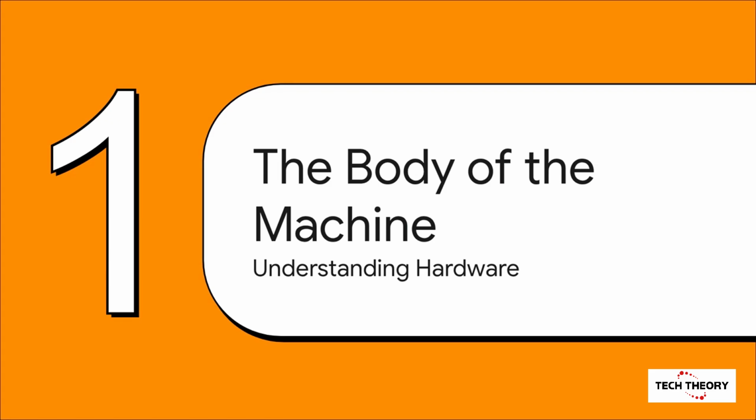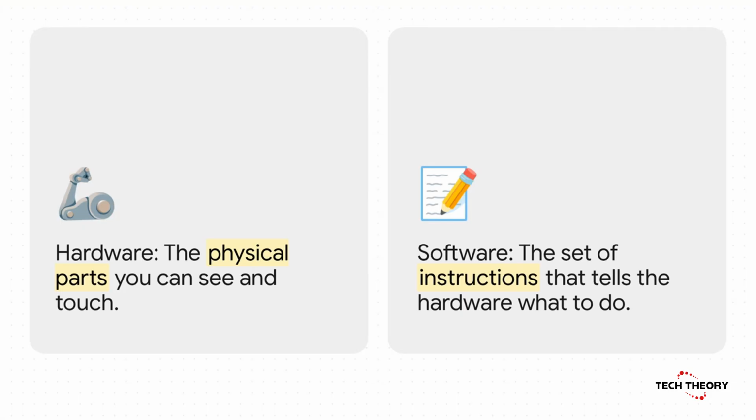Okay, so before we can follow that command, we've got to meet the players, right? We have to get to know the physical world our little command travels through, the body of the machine itself, its hardware. Every computer kind of has two sides to its personality. First, you've got the hardware. That's all the physical stuff you can actually touch. The keyboard, the screen, all the little chips inside. And then you have the software. Those are the invisible instructions that tell all that hardware what to do. For our journey today, we are focusing completely on the hardware, the body that actually carries out the commands.